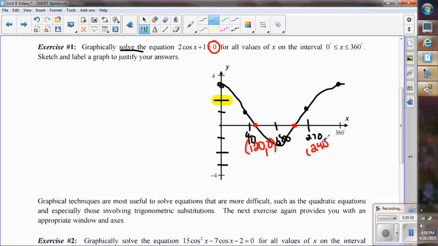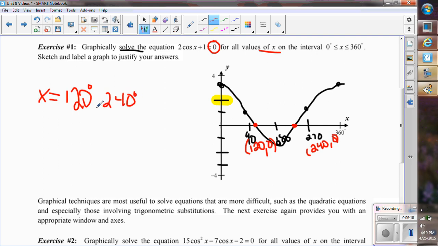Now, the question asks us for the values of x. They don't care about y. So you just have to answer in terms of x. So write x equals 120 degrees and 240 degrees.